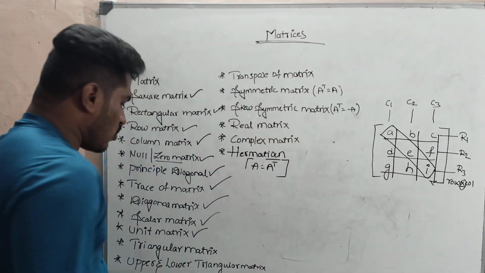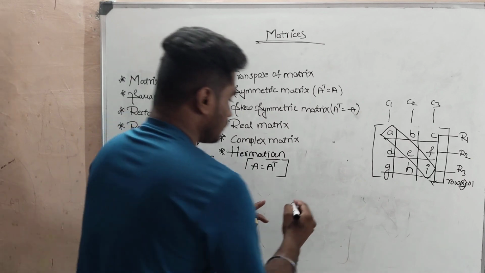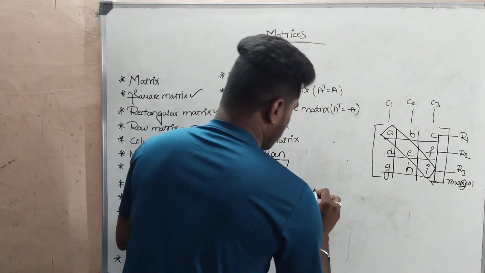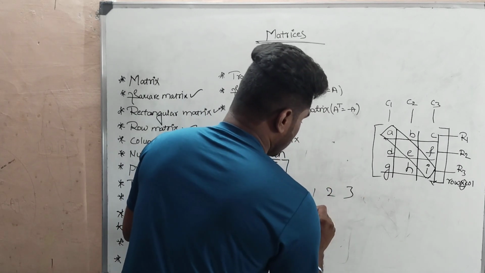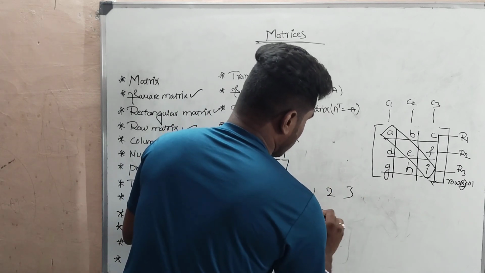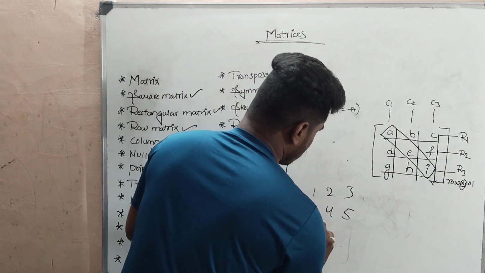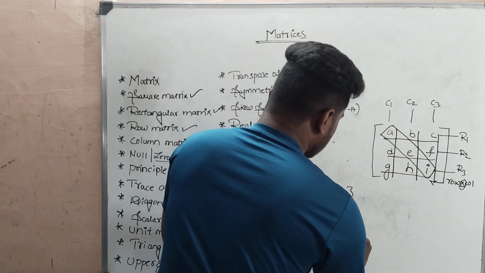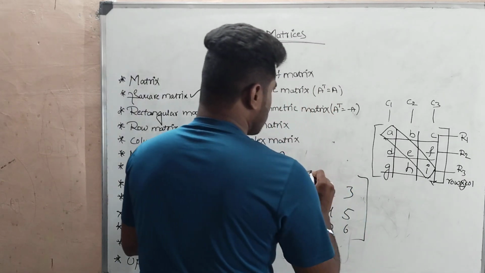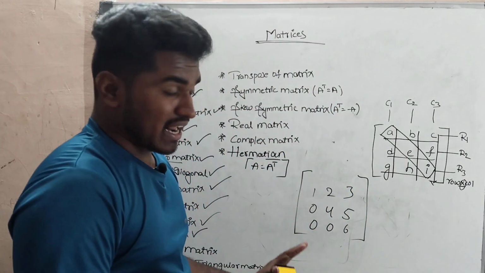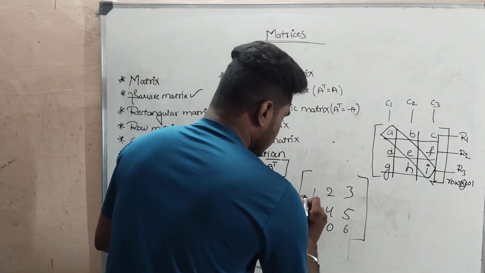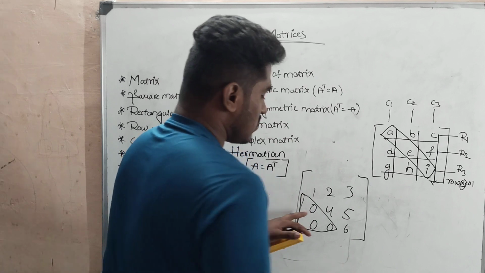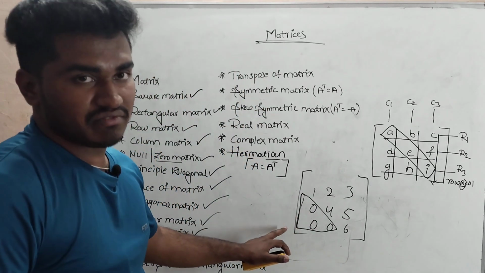So first we will discuss the upper triangular matrix. I'll write one example, then you will come to know. 1 2 3, next 0 4 5, 0 0, and then 6. So this is the upper triangular matrix. This is how an upper triangular matrix will look.